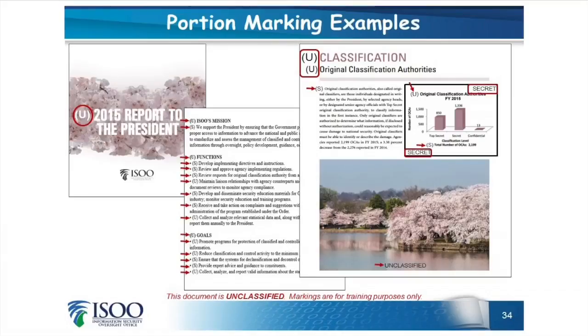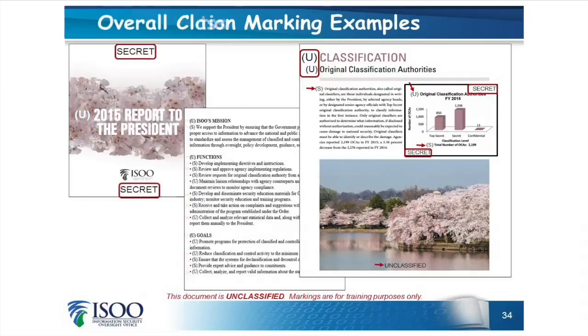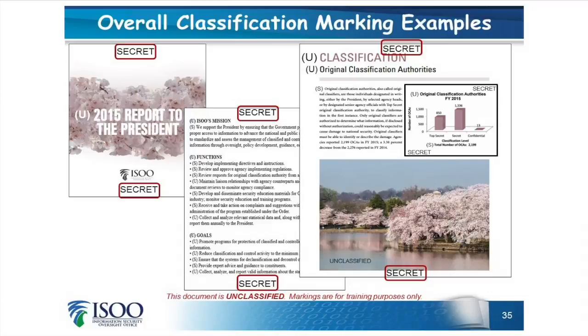Thank you, Evan. Okay, now we get into more specific marking examples. This example shows 3 different pages taken from the same report. As you can see, all the portions are appropriately marked: the title of the report, the headings, the bullet points, the paragraph, the chart, and the photo. Now we've added the overall classification markings.